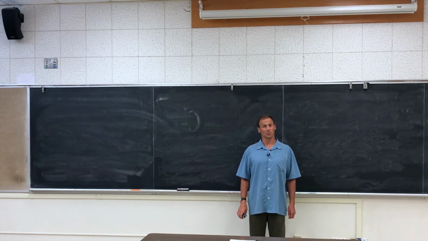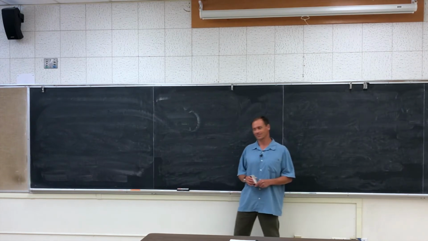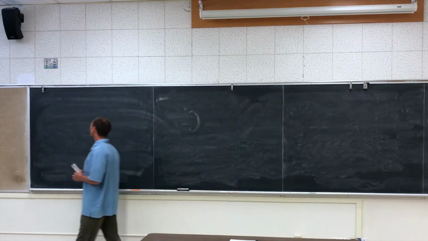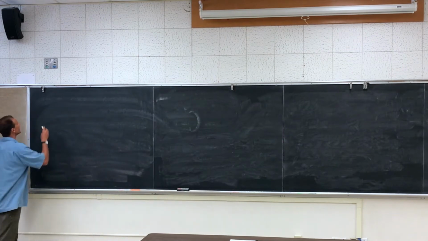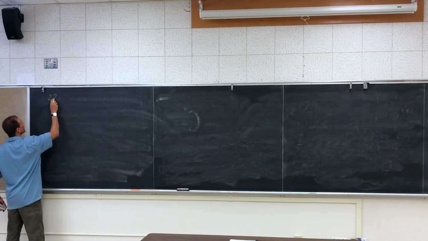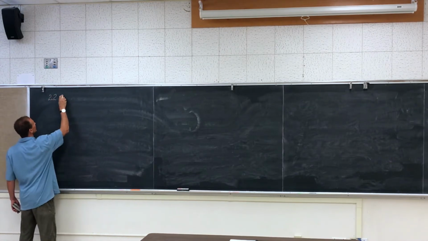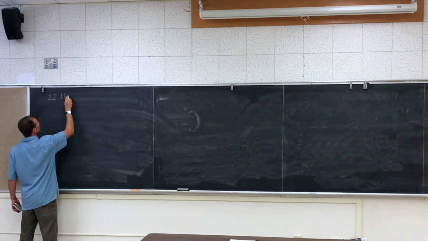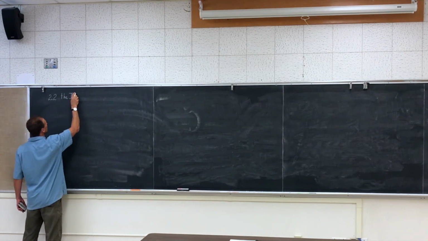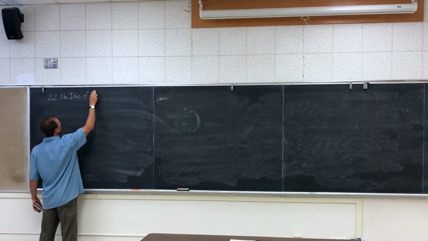This is section 2.2 in our books, so let's come to the chalkboard and give this a look. Okay, so 2.2 in our text, using the text by Gilbert Strang, the 5th edition. This is the idea of elimination.